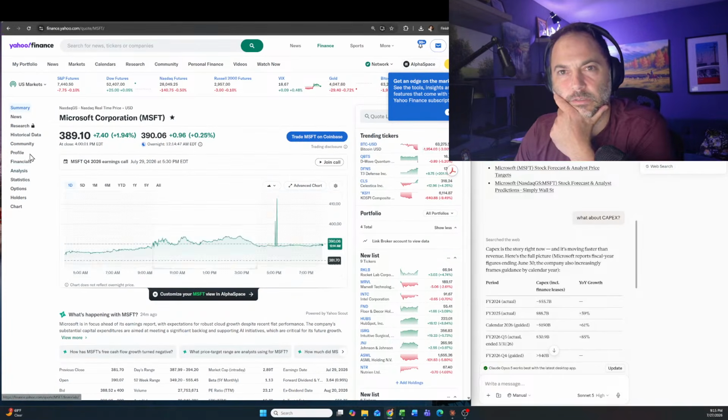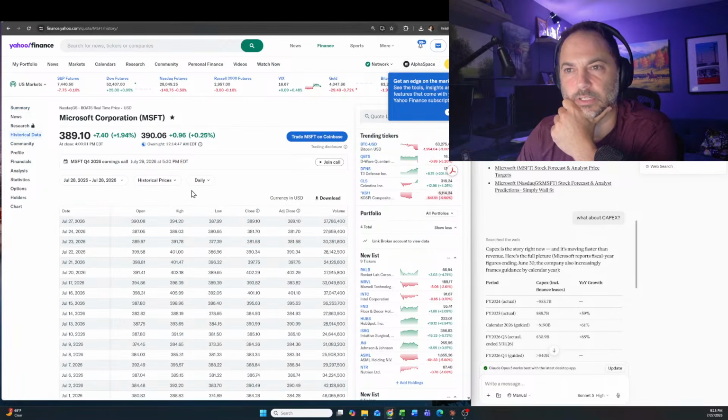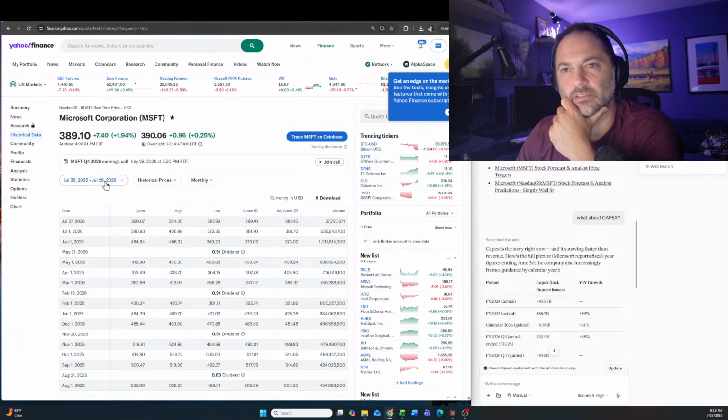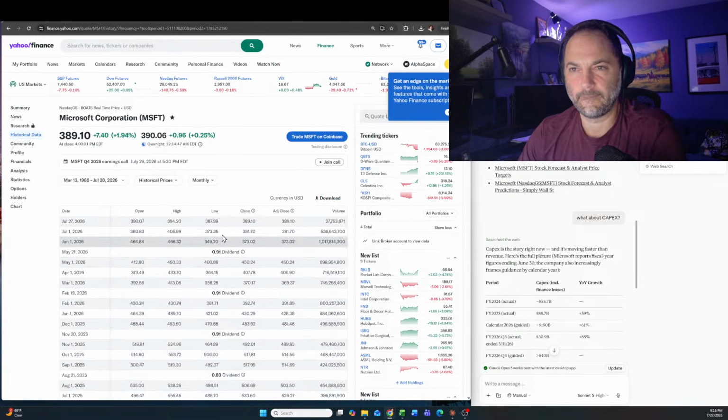Let's see. Historical data. So we used to be able to just pull, here we go, pricing information. I want monthly price, and I want, just take the max pricing data. But I don't want dividend. I just want prices only. Dividend. Let's throw in the dividend here.